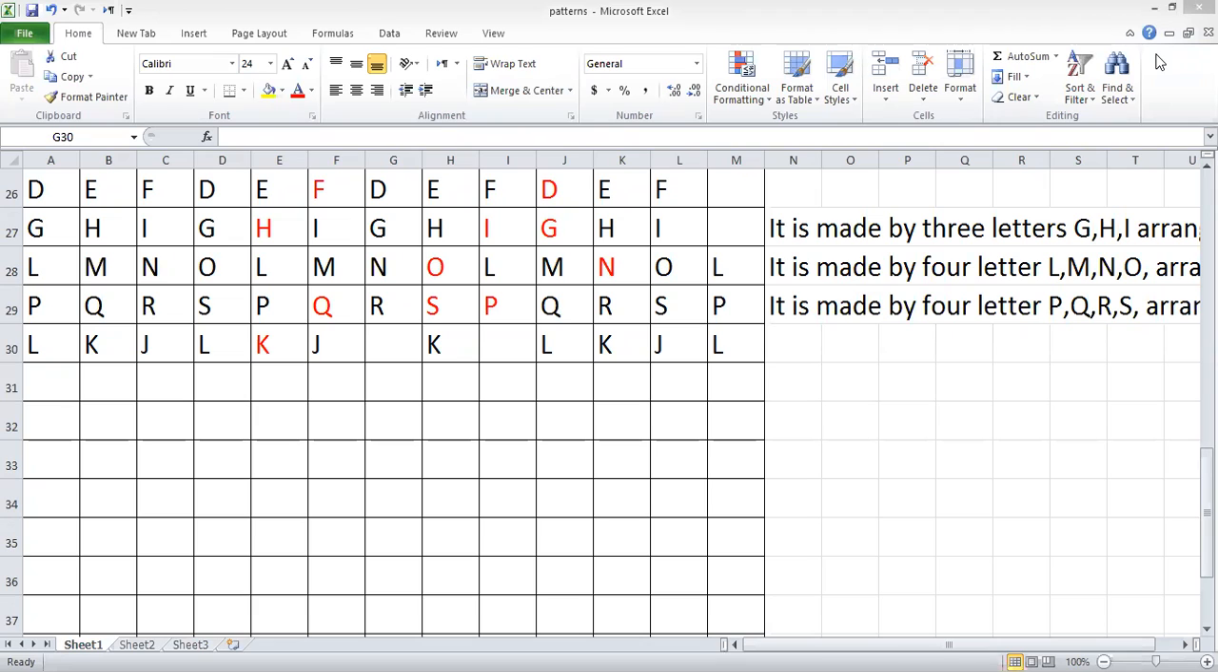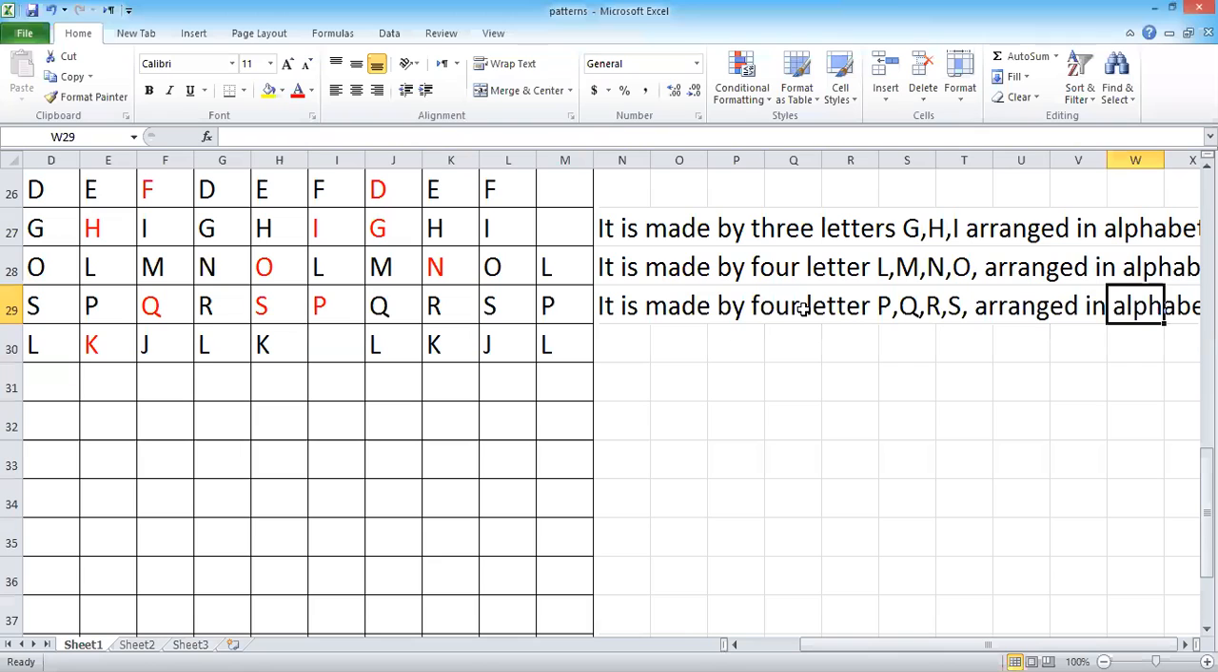Sharif. Yes, sir. Tell me, after J, what alphabet should I write? L. Why? We write L because it's made by three letters, L, K, J. Very good. And are they arranged in alphabetical order or reverse alphabetical order? Reverse alphabetical order. Right? That's very good. Thank you.